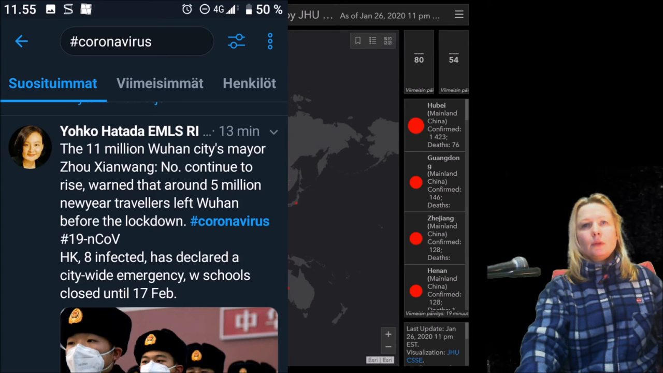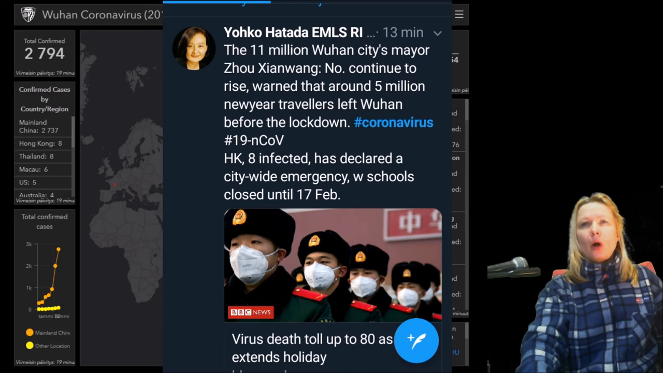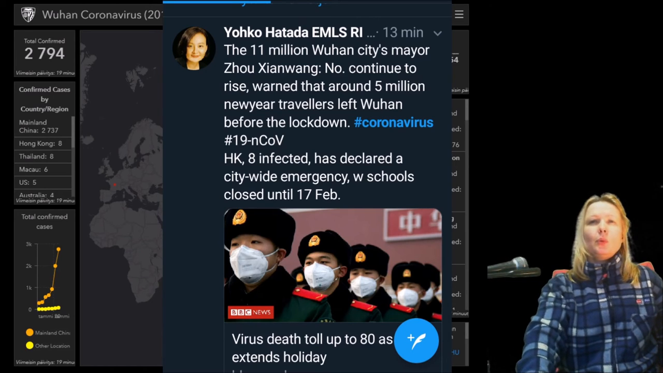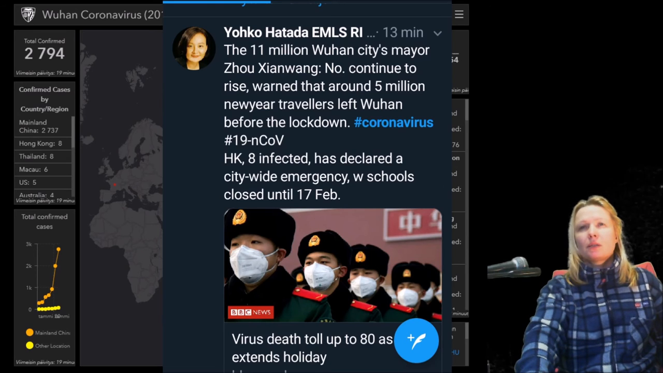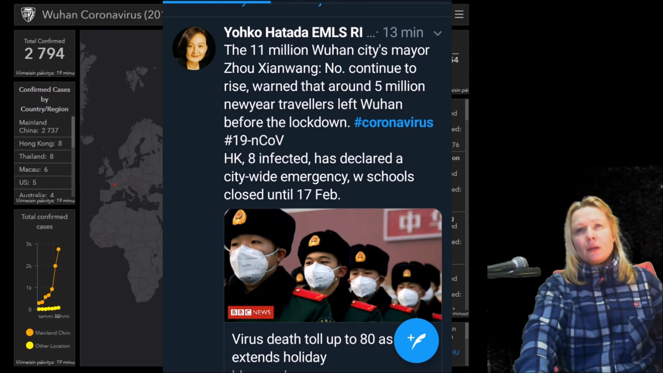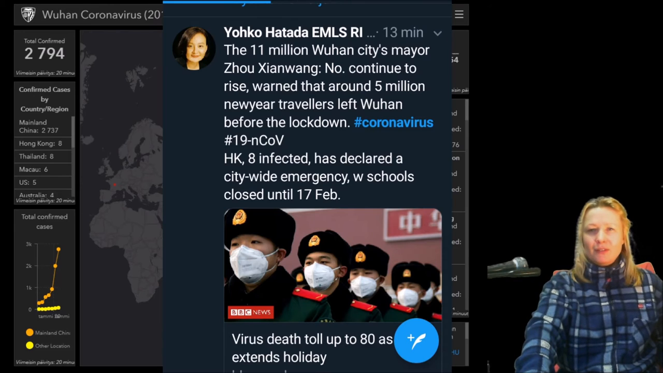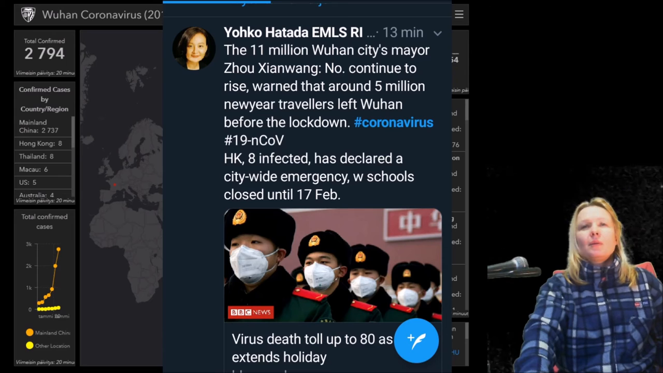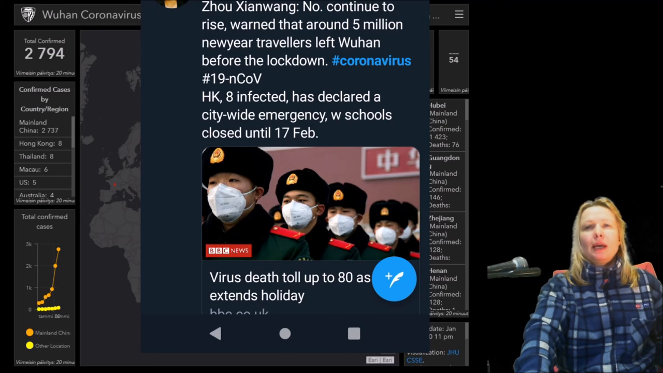Not even an hour ago. Numbers continue to rise. Wuhan City's mayor, Zhou Xianwang, warned that around 5 million New Year travelers left Wuhan before the lockdown. Okay, that's a bit messy for me to read. I speak Finnish and I understand Finnish if I understand anything. But anyways, perhaps that death toll up to 80 was my point here.